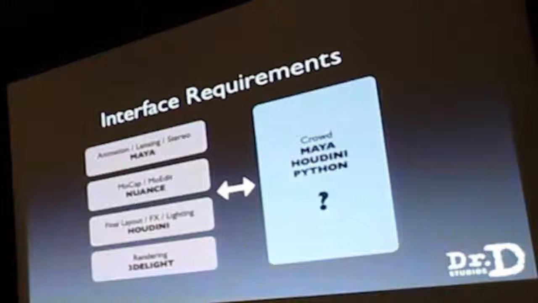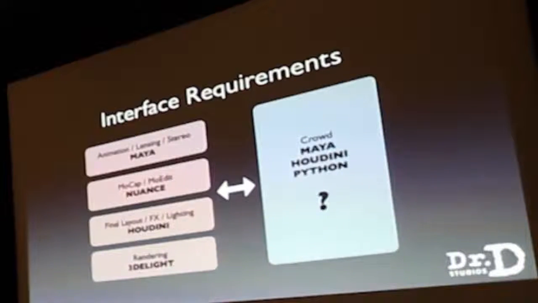So why we chose Cortex? Initially, when we just looked at the requirements, we have an awful lot of different departments, and at Dr. D, we're sort of coming to the 600 plus people at the moment. And so we've got animation, layout, and stereo working mostly in Maya, mocap and motion editing using Vicon and a bit of MotionBuilder, then layout, effects, lighting, all using Houdini, rendering standard 3Delight. And crowds had to interact with any of these stages, any part of the pipeline.